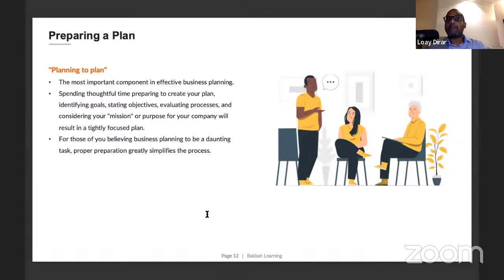Planning to plan, or a plan to develop a plan. Planning to plan is a commonly used term in consultancy.